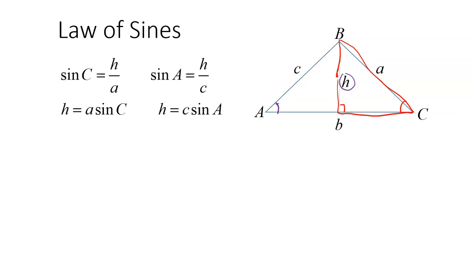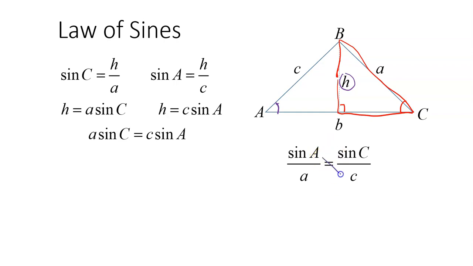But you realize that that height is a common segment between both triangles, so those heights must be equal to each other. So we can set them equal to each other, and then separate them into a proportion. So the proportion looks like this. It says the sine of angle A over side a equals the sine of angle C over side c.